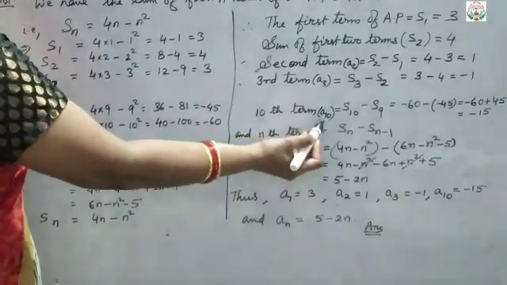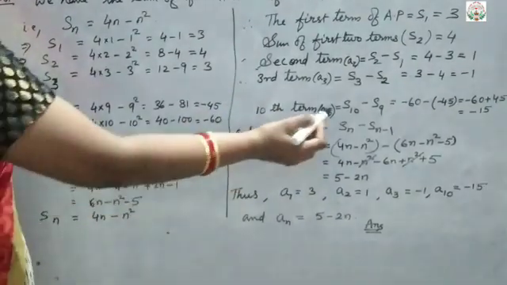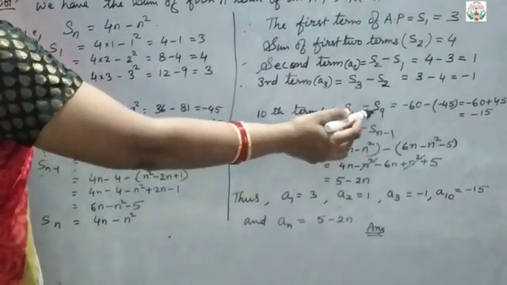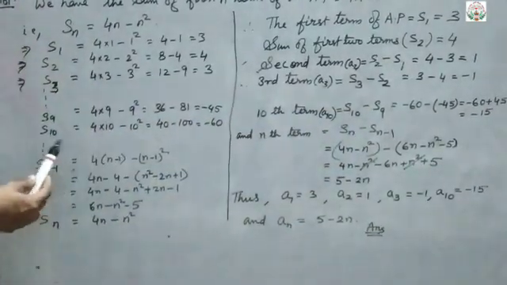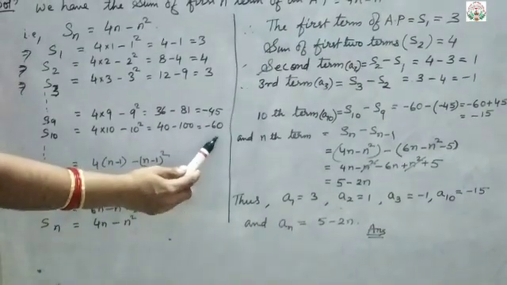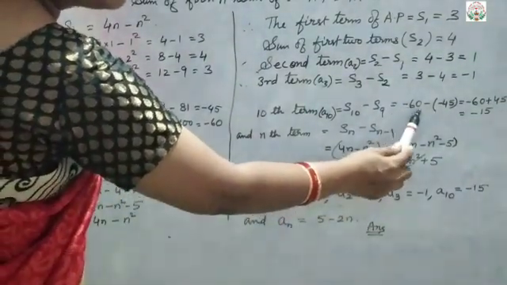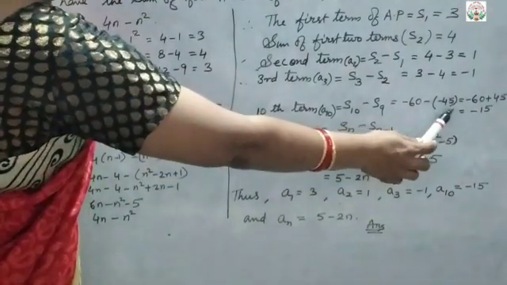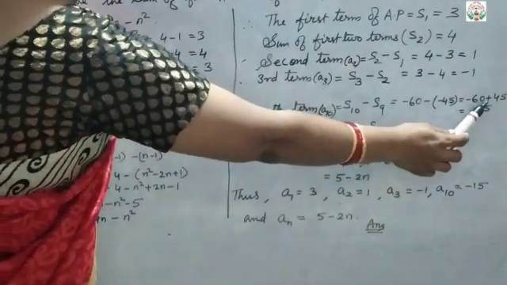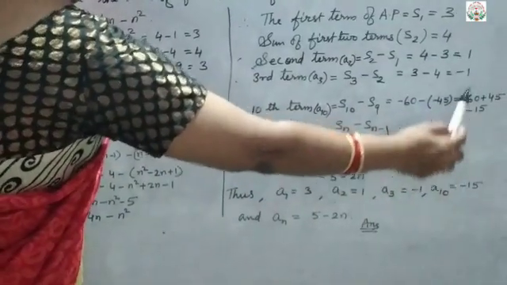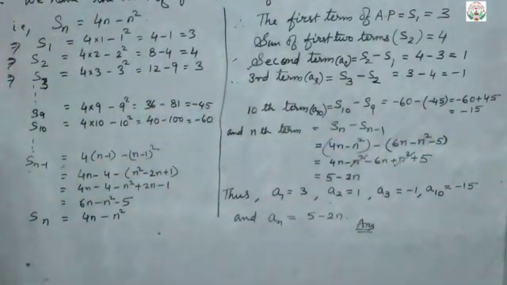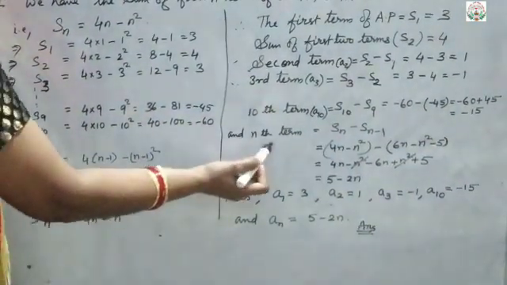Likewise, now the 10th term we will find. The 10th term means A10, so I need to subtract S10 minus S9. S10 we got minus 16, and S9 is minus 45. So here minus 16 minus of minus 45 equals minus 16 plus 45. On simplification, what will we get? Minus 15. Okay.